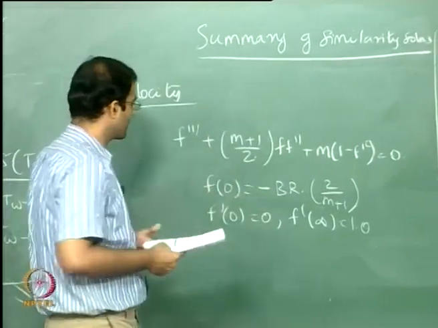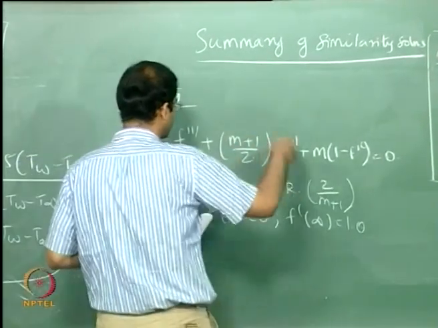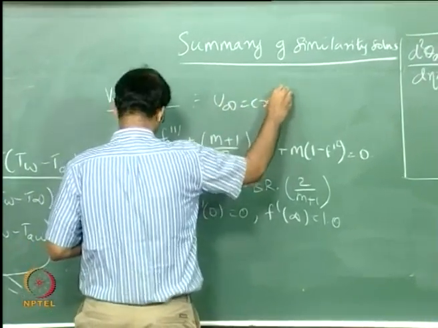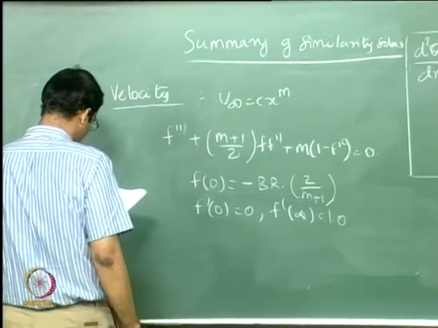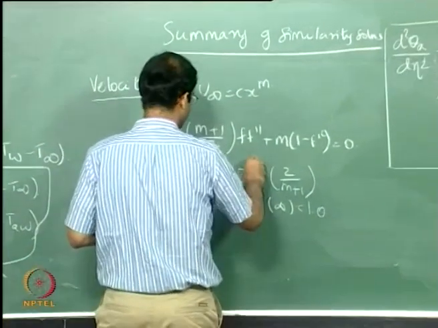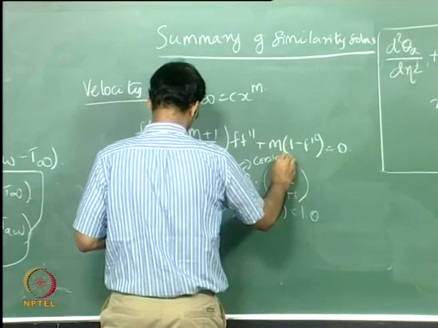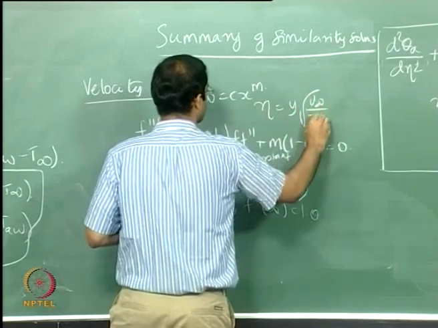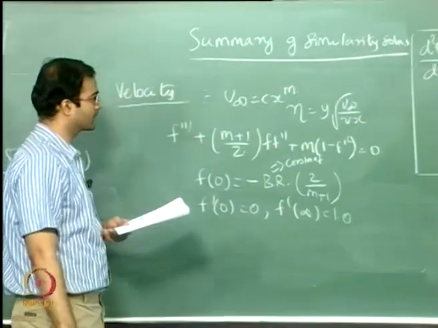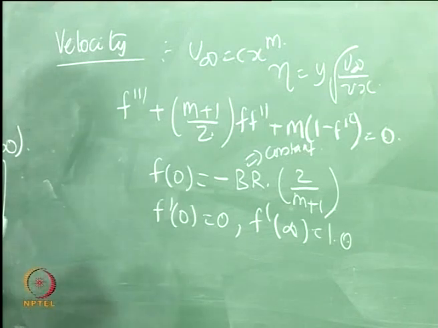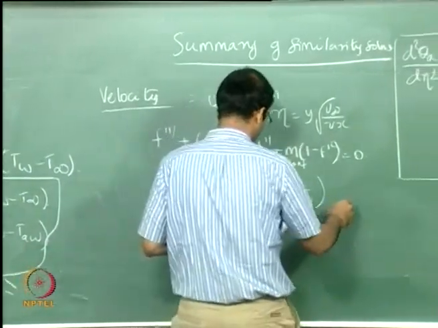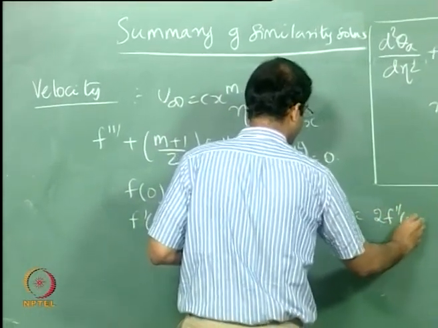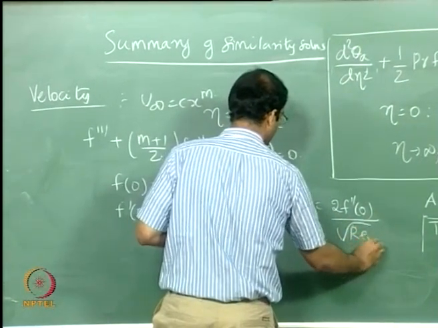Now in all these cases we have made the assumption that your u infinity is of the form C x power m, and your blowing ratio is essentially a constant, and the similarity variable is as defined. So these are some of the assumptions under which you get a similarity solution. Once you get it, you can calculate your skin friction coefficient as 2 times f double prime of 0 divided by square root of local Reynolds number.